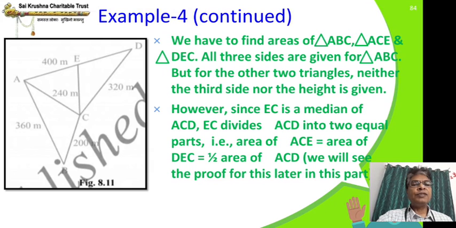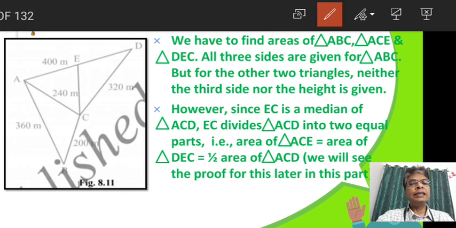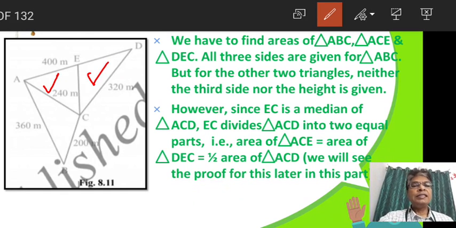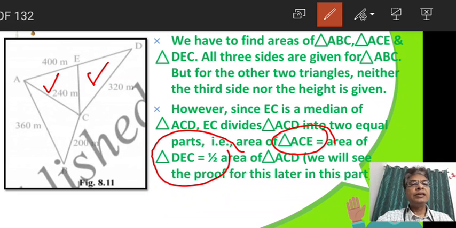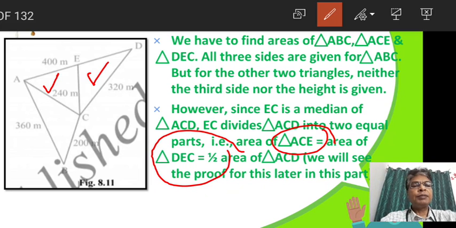Since EC is a median of ACD, EC divides triangle ACD into two equal parts, that is, area of ACE equal to area of DEC equal to half of area of ACD. We will see the proof for this later. Why a median divides a triangle into two equal parts we will see at a later part, but for a moment, this is equal to this. So triangle ACE equals triangle DEC, and both are equal to half of the triangle ACD. So that is presently what is given.